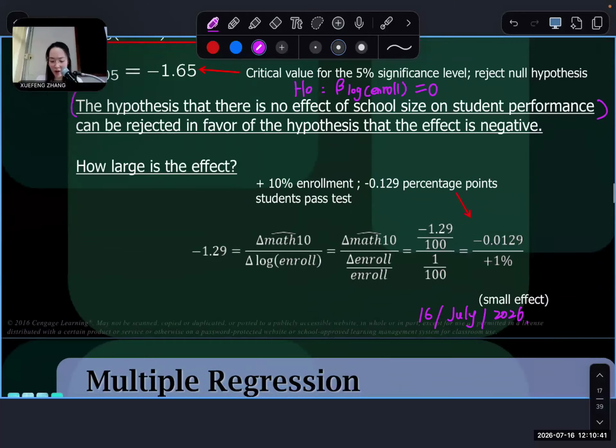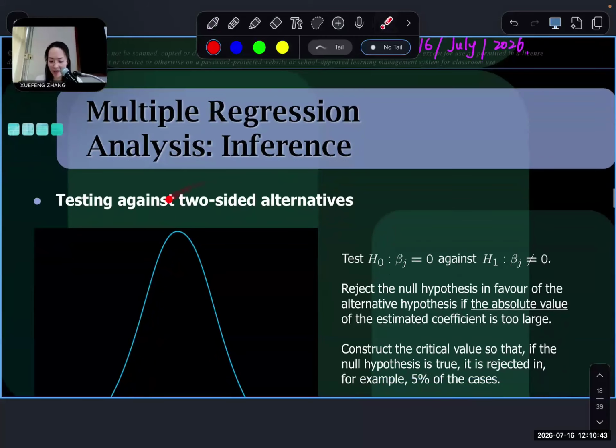So I'm going to stop here. Next time, I'm going to talk about testing against two-sided alternatives, okay?